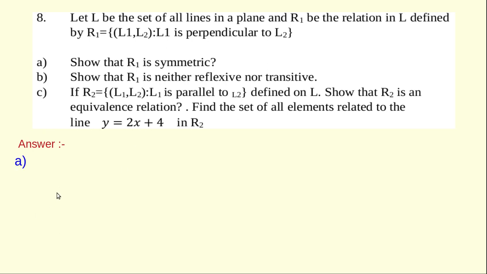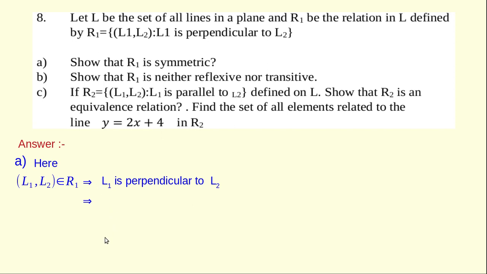What is the condition to be perpendicular? (L1, L2) belongs to R1 implies L1 and L2 are two lines, two members in L, the set of lines. (L1, L2) belongs to R1 means L1 is perpendicular to L2. We want to show that L2 is also perpendicular to L1.